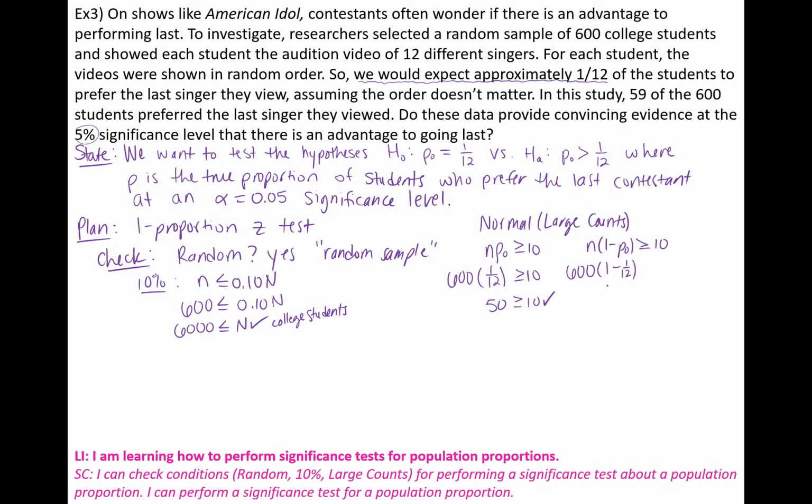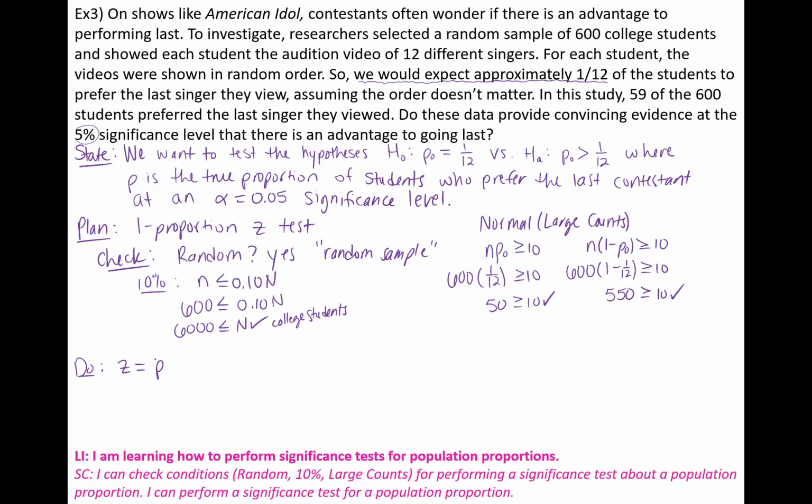But your calculator can do that work for you. We get 550, of course, greater than or equal to 10, which it is. So we have met our conditions. On to the do step. Here's where we get to actually see the process all together. So I'm going to calculate that test statistic.